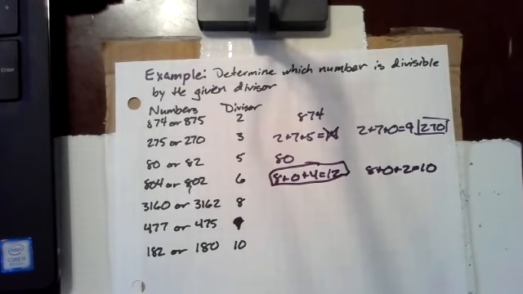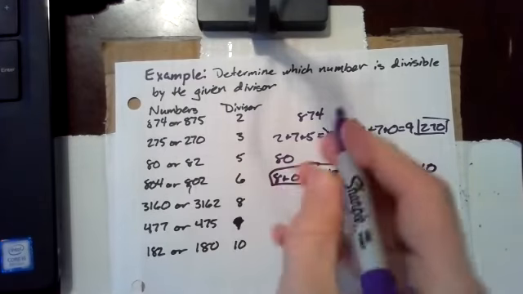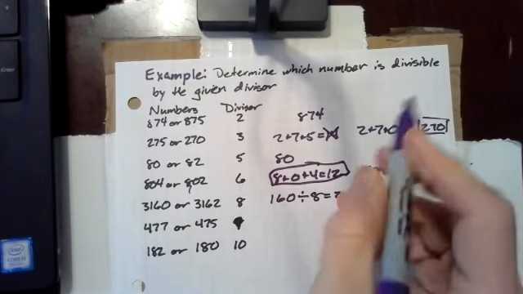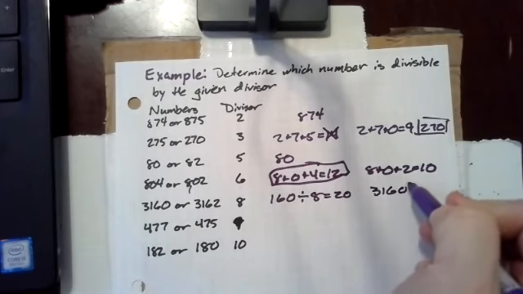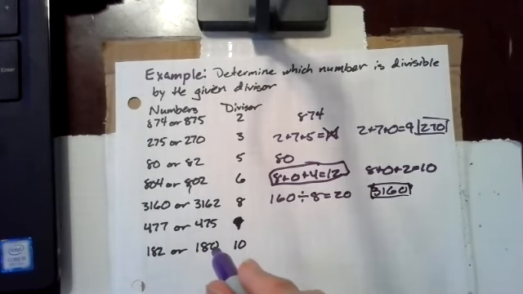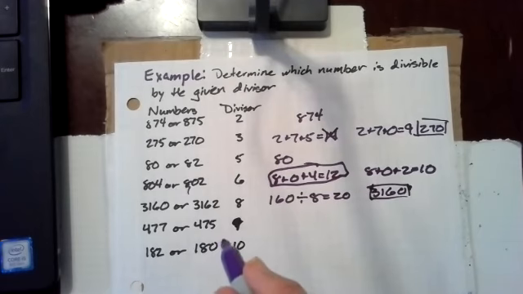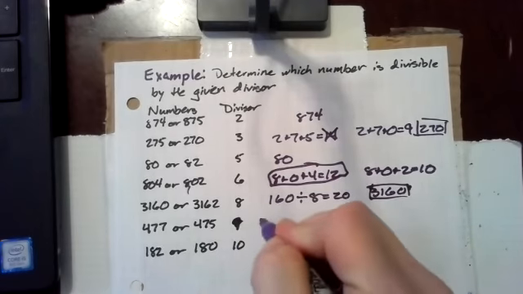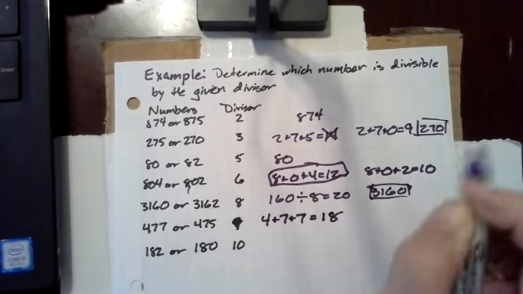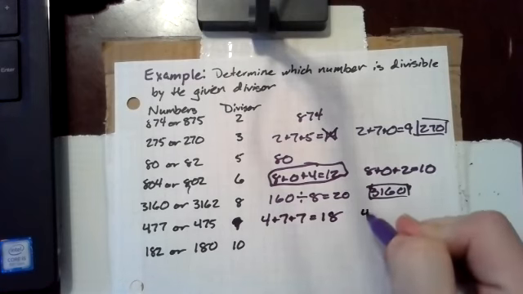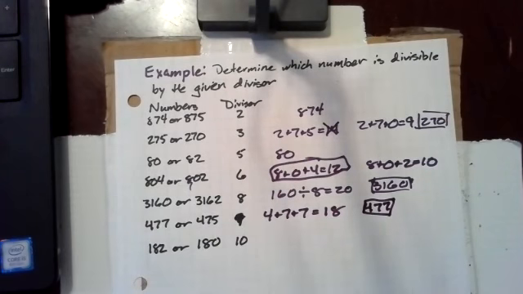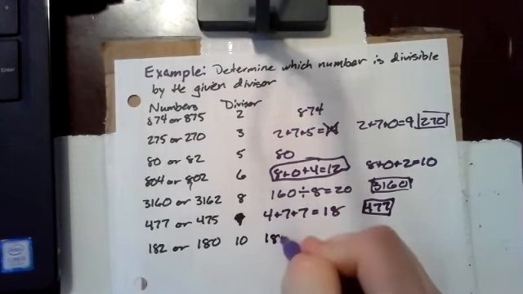3,160 or 3,162. Well, 160 divided by 8 is 20. So 3,160 is the number we're looking for. 477 or 475. We want to see which of these has digits that add up to a multiple of 9. 4 plus 7 plus 7, 4 plus 7 is 11, plus 7 is 18, which is divisible by 9. So 477 is the number we want. Finally, we have 182 or 180. Clearly, 180 ends in a 0, so 180 is the number we're looking for.